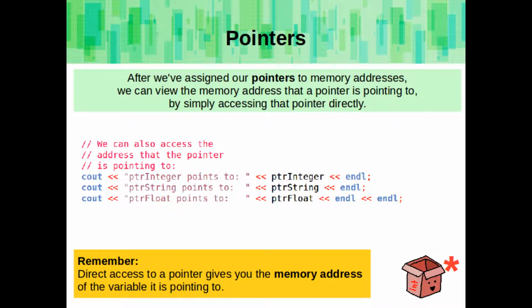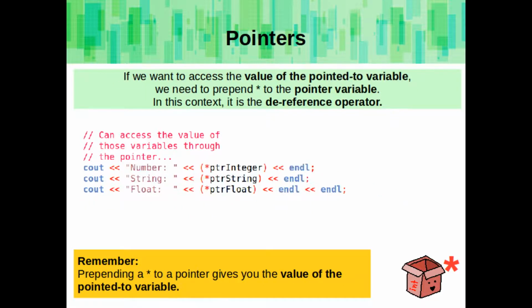After we've assigned our pointers to some memory addresses, we can view the memory address that a pointer is pointing to by simply accessing that pointer directly. So, remember, direct access to a pointer gives you the memory address of the variable that it is pointing to. Now, if we want to access the value of the pointed to variable, we need to prepend an asterisk to the pointer variable. In this context, it is called the dereference operator. So remember, prepending an asterisk to a pointer gives you the value of the pointed to variable.